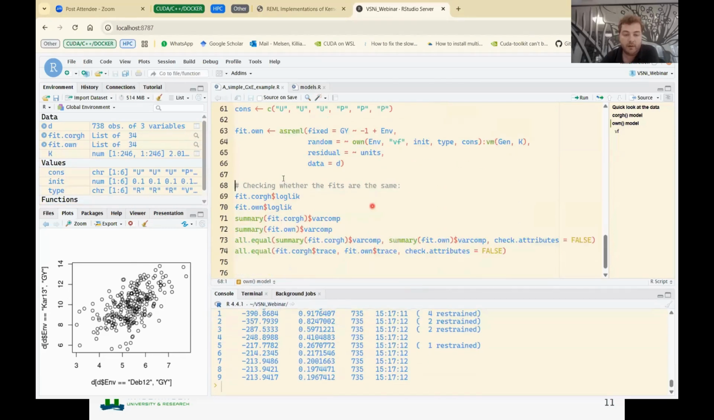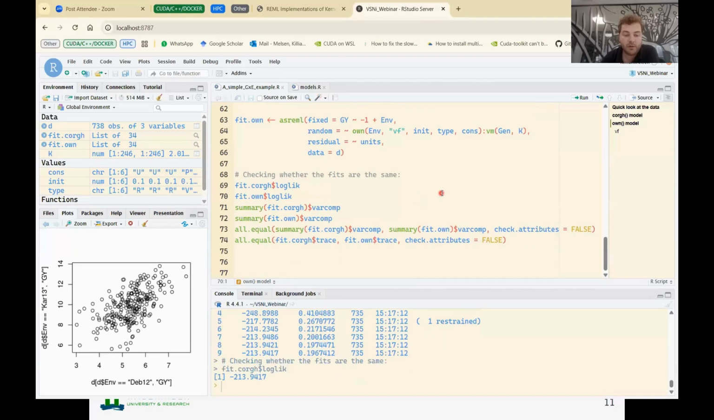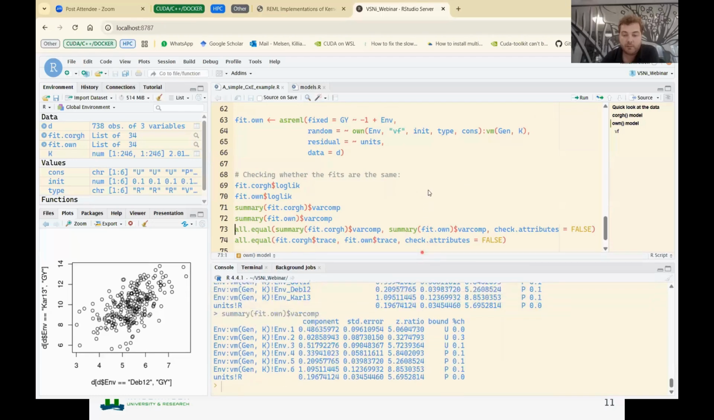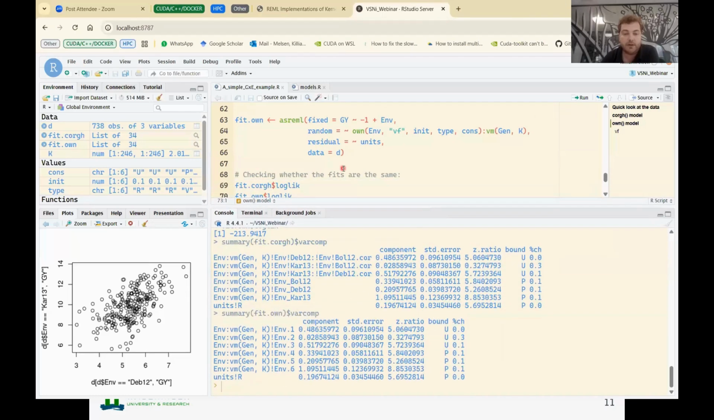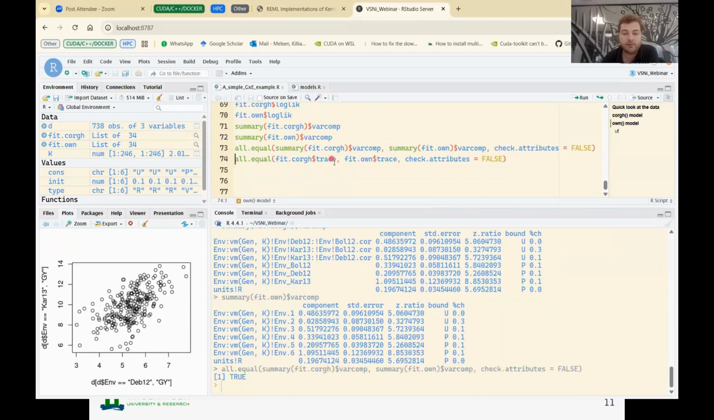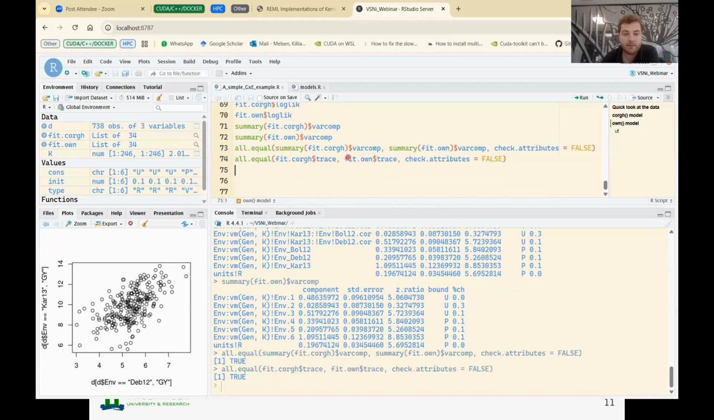And then if we look at, for example, the log likelihood of both models, we see that they are indeed the same. If we look at the variance components, it's a bit hard to see, but those are identical as well. We can just use the all equal function to check if they really are equal, which they are, so that's good news. That means we didn't make any mistakes.